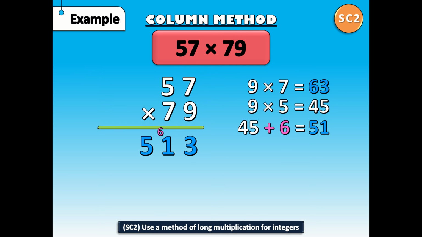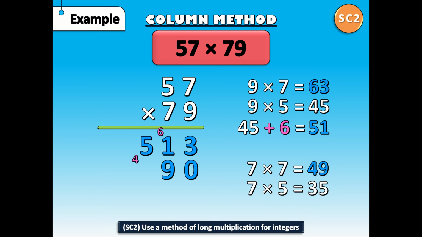Next, I'm going to times by the 7, which is in the tens column. So I need to make sure I put a 0 underneath the 3. Then I do 7 times 7, which is 49. So I put a 9 down and carry the 4. Then we do 7 times 5, which is 35. And I need to add on the 4 that I carried. So that's 39.